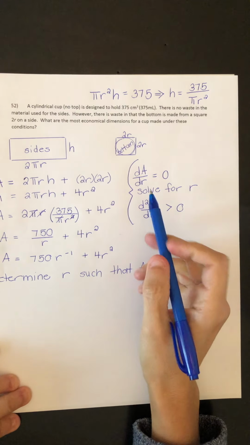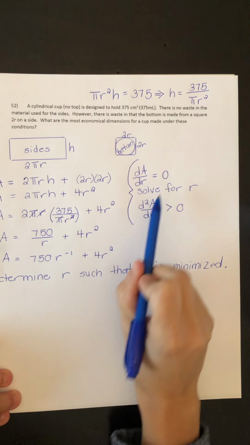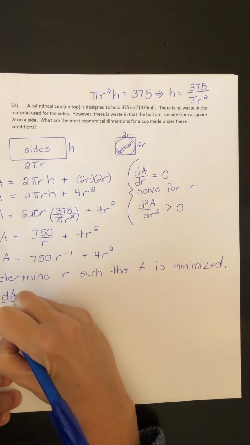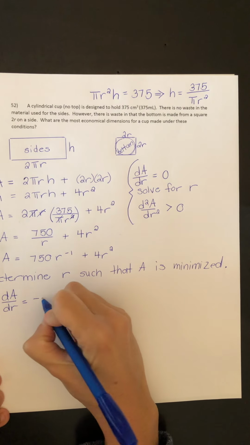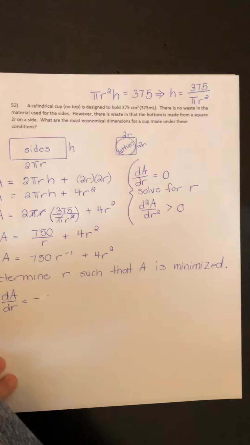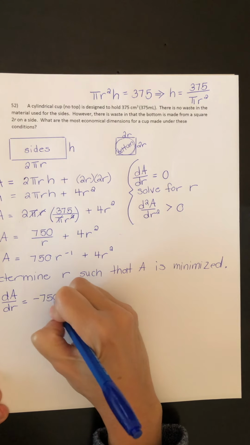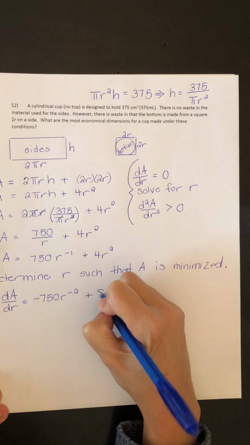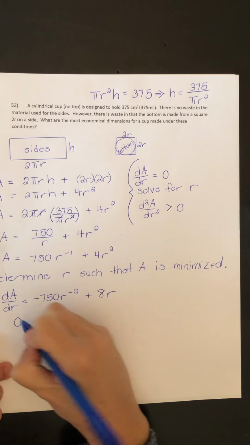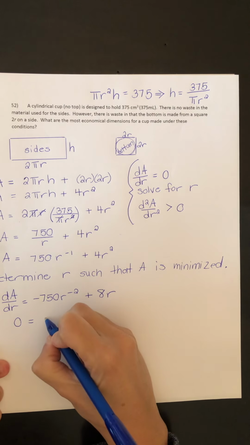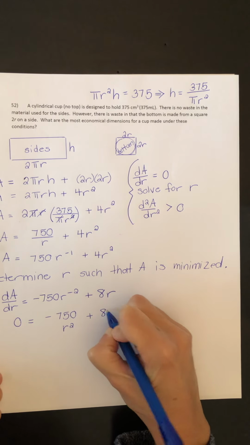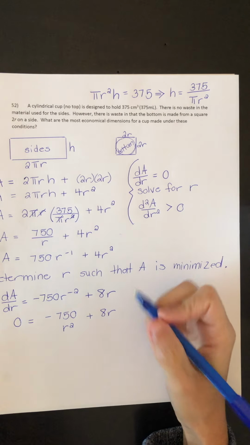Okay, so let's execute it. We're going to take the derivative of this and set it equal to 0. So what is the derivative? Well, we will get negative 750 r to the negative 2 plus 8r. So that's what we're going to set equal to 0. So we're going to get 0 is, now we should maybe write it negative 750 over r squared plus 8r. Maybe that'll help us.